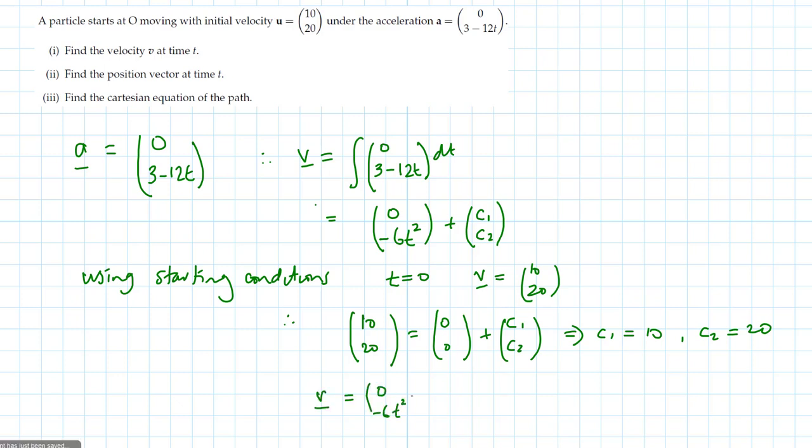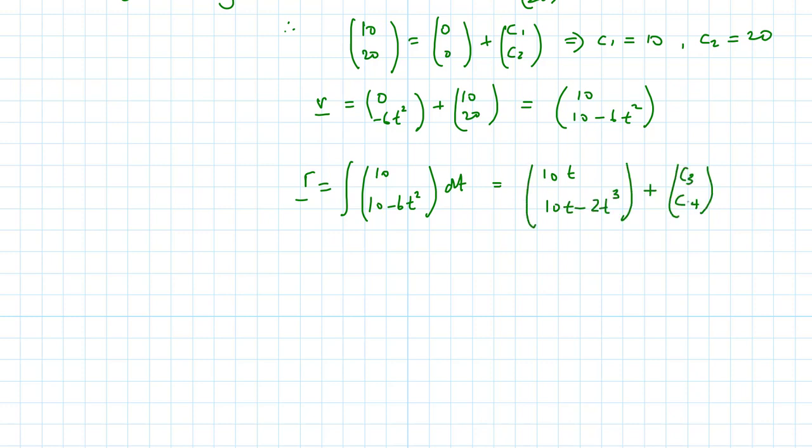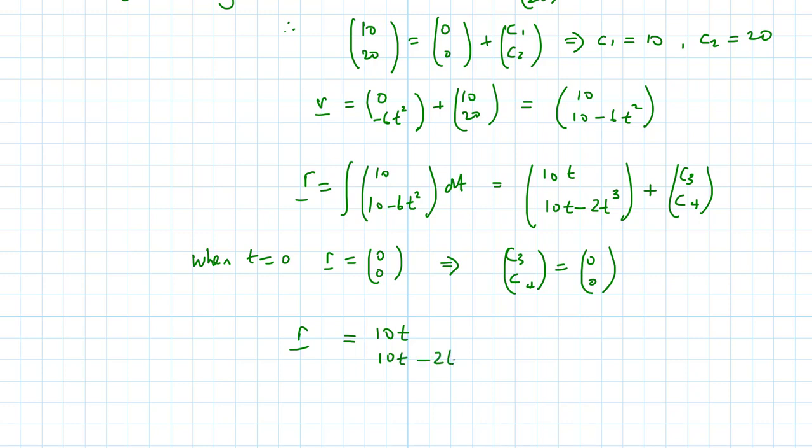If we're going to find the displacement, we're going to integrate that expression. And again, with our constants in there, c3 and c4, given the starting conditions, we can establish what c3 and c4 are going to be, and this time we find them both to be 0. So therefore we're given our displacement vector.